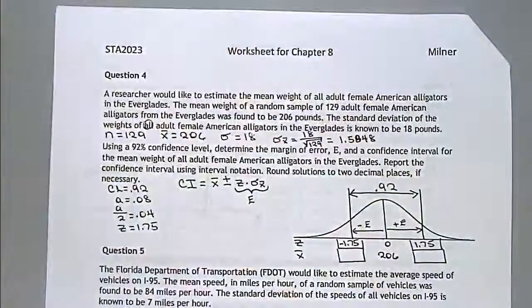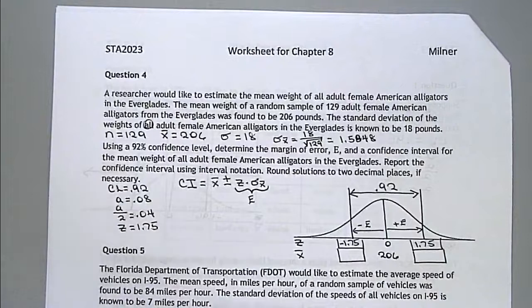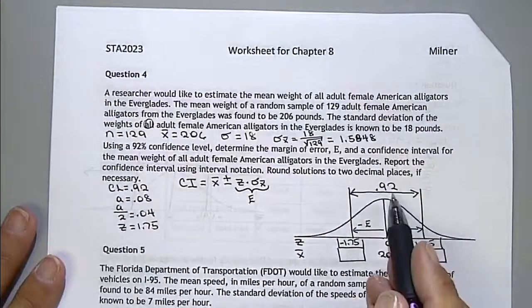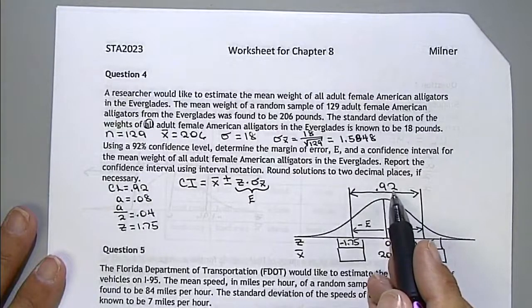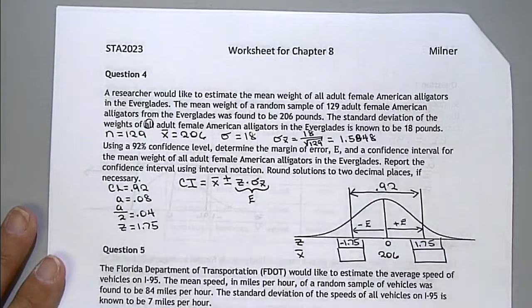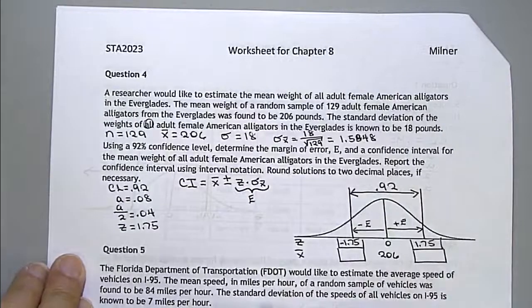How confident am I that the average weight of the sample that I take of these alligators is going to be between these two numbers? I want to be 92% sure. That's what this is all about. Okay? 92%. That's my confidence. So how do I get it?